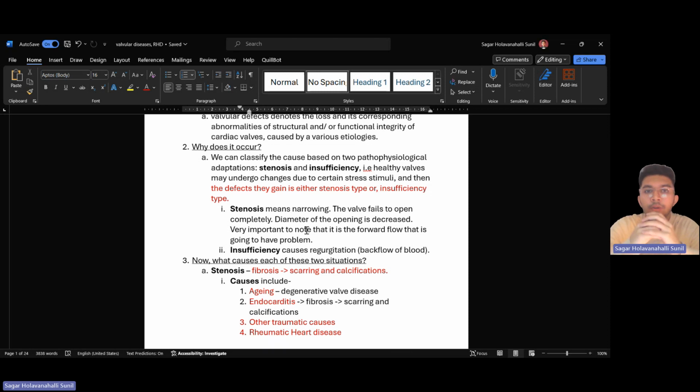Stenosis means there's a narrowing in the lumen or the opening of the valve, and insufficiency is where the valves are not able to close completely, and therefore, when any of these chambers are squeezing the blood to the next chamber, there's a backflow of the blood through those valves.